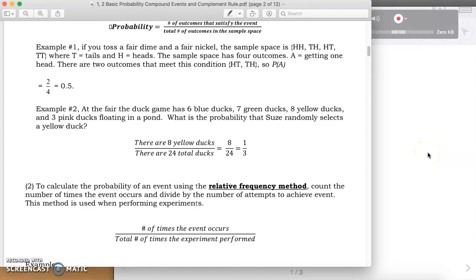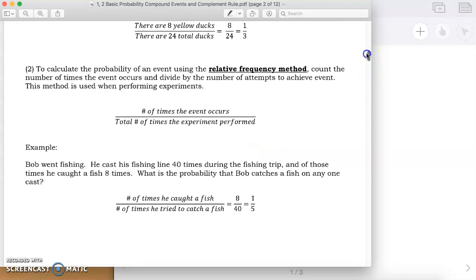Example 2. At the fair, the duck game has 6 blue ducks, 7 green ducks, 8 yellow ducks, and 3 pink ducks floating in a pond. What is the probability that Susie randomly selects a yellow duck? Here the total number is 6 plus 7 plus 8 plus 3, which gives us 24. That's the total number of ducks, and there are 8 yellow ducks. So the number of chances that she has to satisfy that event is 8. So it would be 8 out of 24, or 1/3, or 0.33 if we were putting it in decimals.